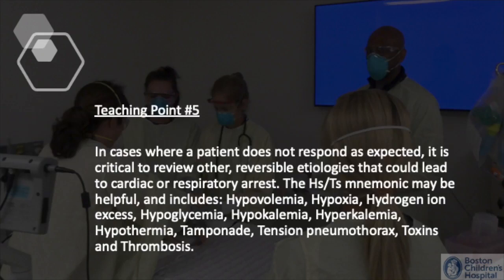In cases where a patient does not respond as expected, it is critical to review other reversible etiologies that could lead to cardiac or respiratory arrest. The H's and T's mnemonic may be helpful and includes hypovolemia, hypoxia, hydrogen ion excess, hypoglycemia, hypokalemia, hyperkalemia, hypothermia, tamponade, tension pneumothorax, toxins, and thrombosis.